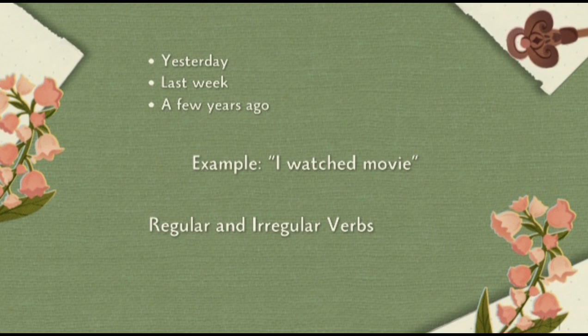For example, if you want to say you watched a movie last night, you would say I watched a movie. Notice how the verb watch changes to watched. That's a simple past tense verb. In today's video, we'll cover how to form the simple past tense both for regular and irregular verbs. We'll also look at some common uses and practice with a few examples.